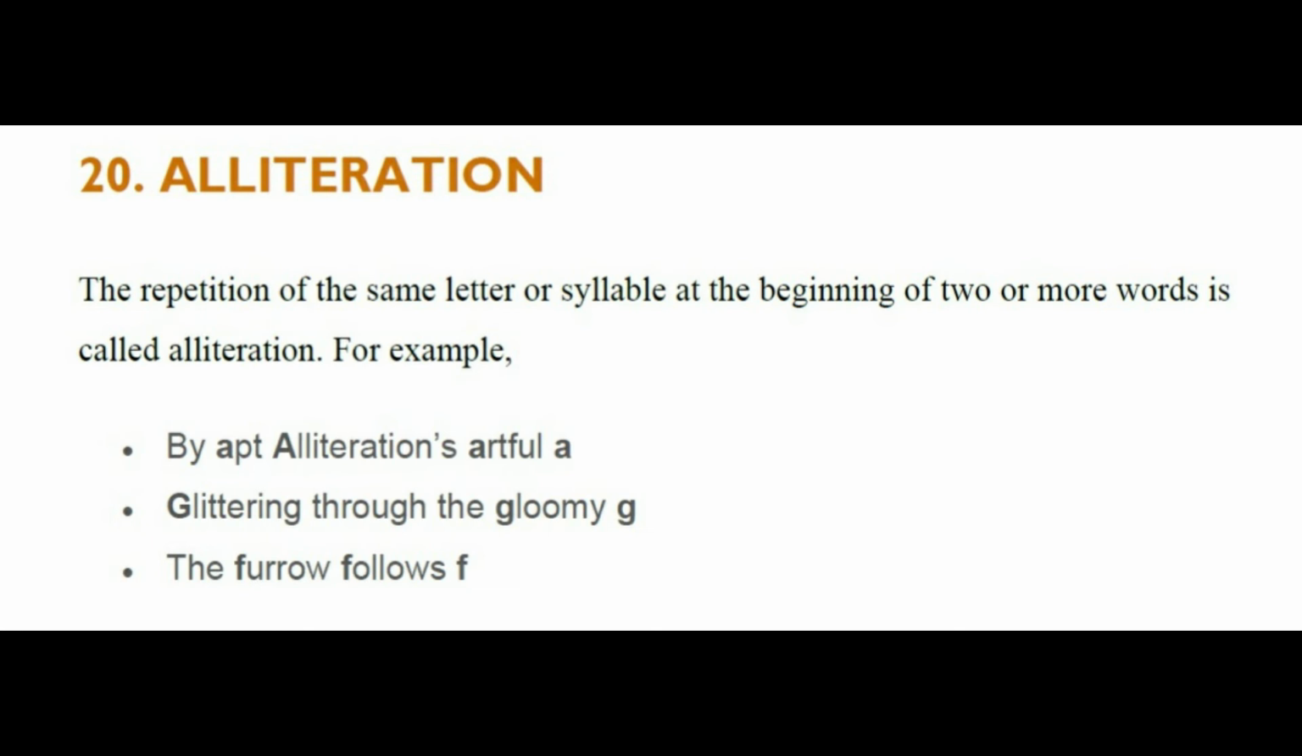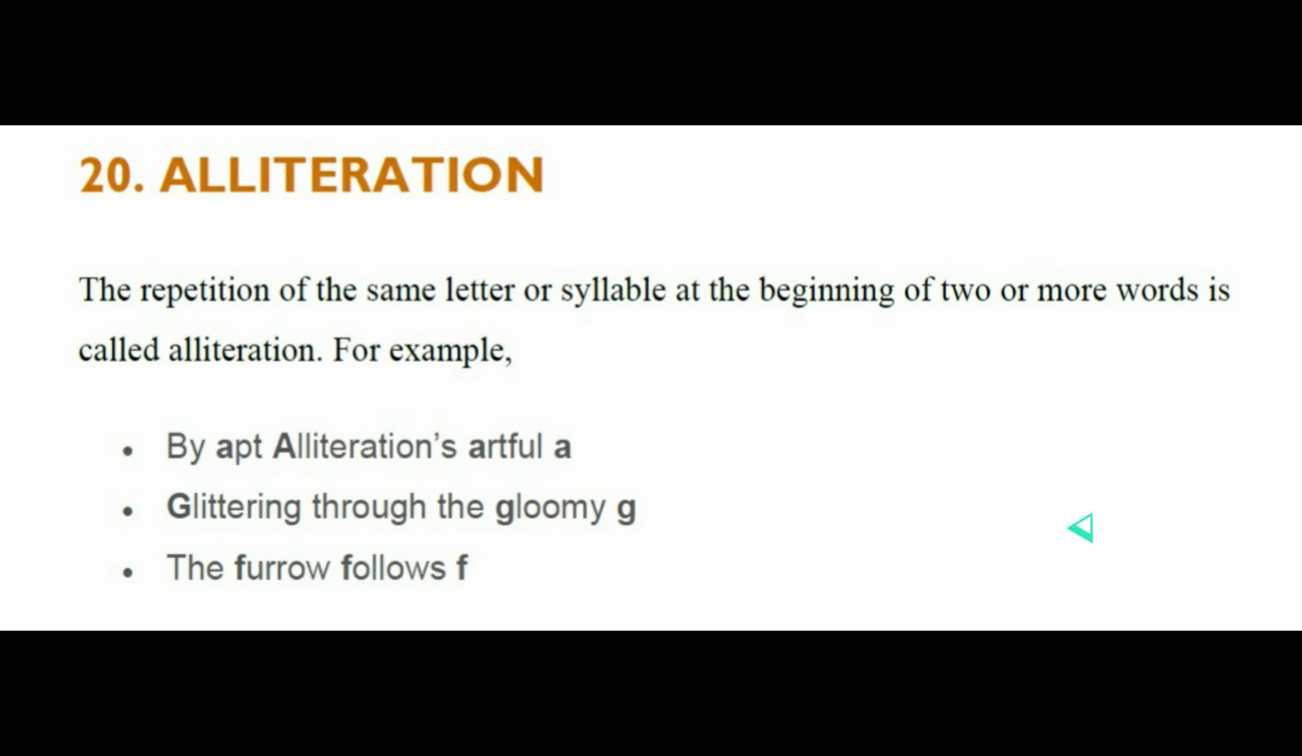Then again, if I give you another one, where I would wander if I might. So where, W; would, W; wander, W. So you have how many? Three times W. So here the alphabet W is being repeated. The consonant W is being repeated again and again, and so it is alliteration. So it's also an easy one, students, to learn.